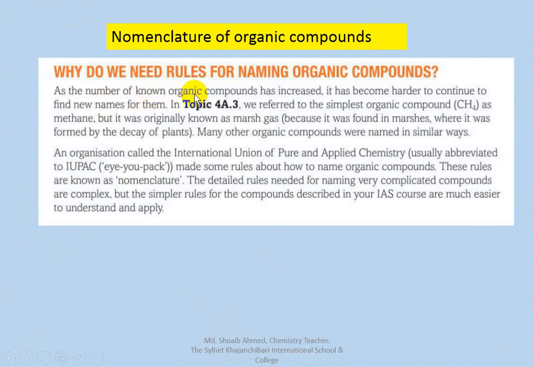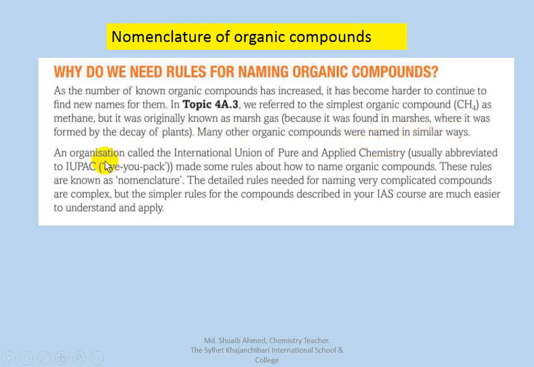As the number of known organic compounds has increased day by day, it is now millions of organic compounds. It has become harder to continue finding new names for them. We refer to the simplest organic compound, methane, as methane, but it was originally known as marsh gas because it was found in marshes, produced by the decay of plants. Many other organic compounds were named in similar ways.